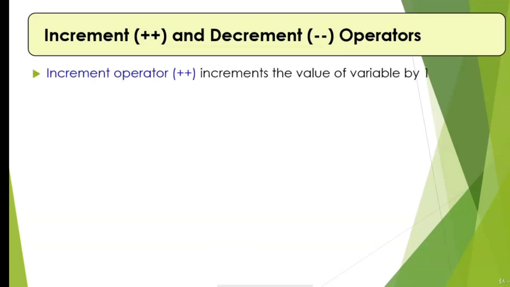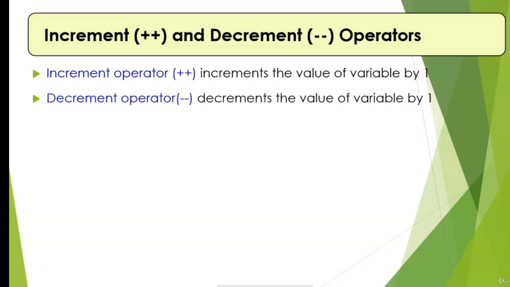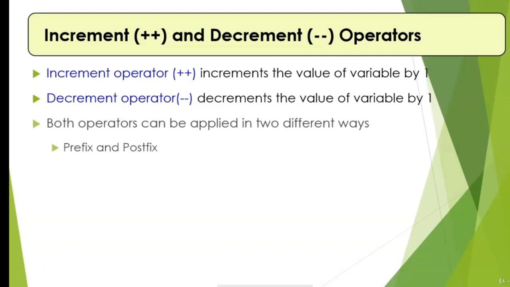Increment operator, that is plus plus, increments the value of a variable by 1. Decrement operator, minus minus, decrements the value of the variable by 1. Both operators can be applied in two different ways. Either we can use it prefix to the variable or we can apply it as a postfix to the variable.